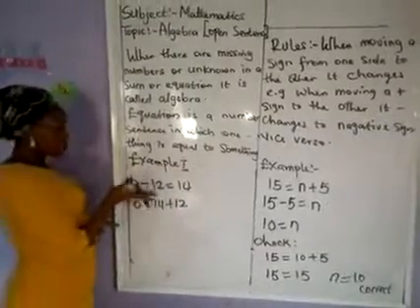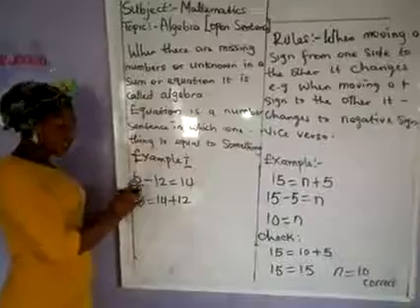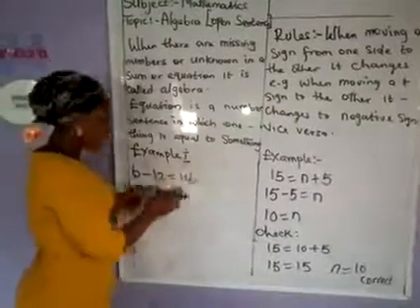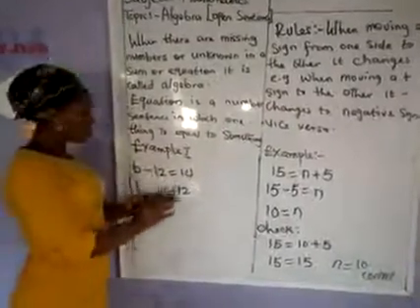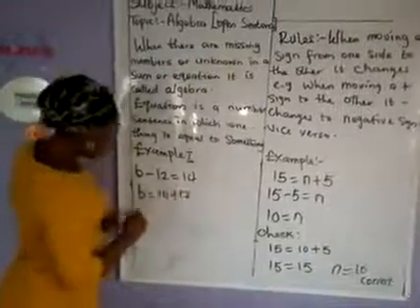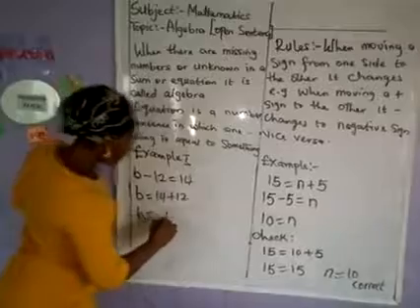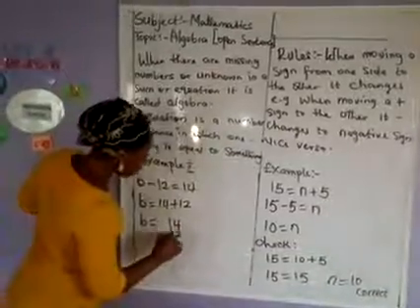Note again, we are moving this 12 to 14 because they are digits, while b is a letter. So when you are moving your 12 to the other side, the sign between changes to positive. So we have b equals 14 plus 12. Now b equals, you can use your tens and units. That is, you have your 14 and you have your 12.